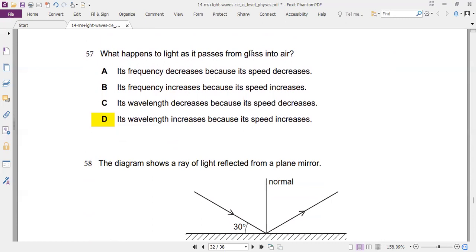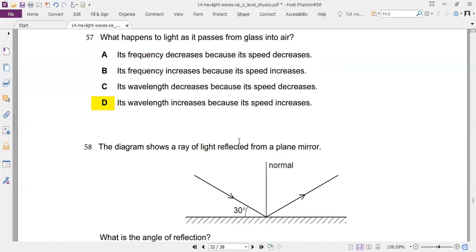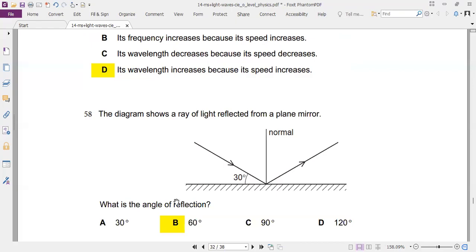When light passes from glass, which is denser, to less dense, its wavelength increases because its speed increases. Denser to less dense is just like shallow to deep water. The angle of reflection here is by intuition 60 and 60.